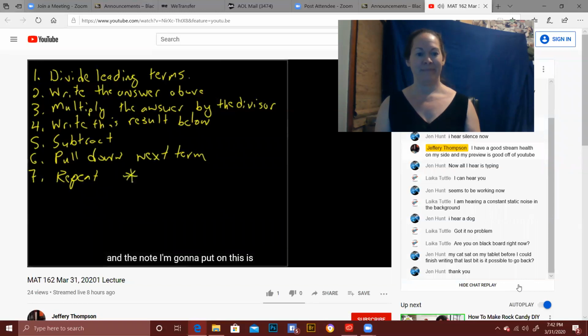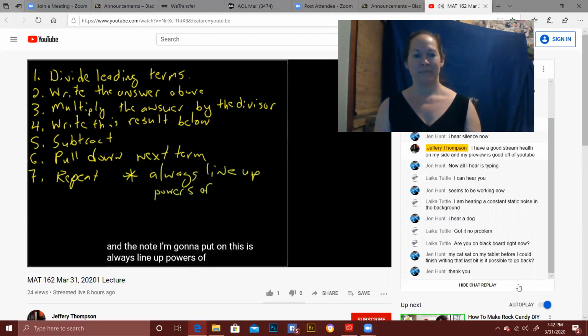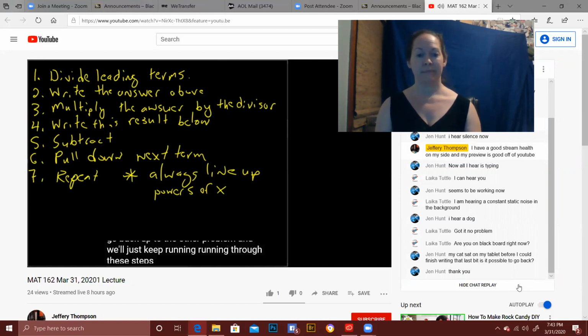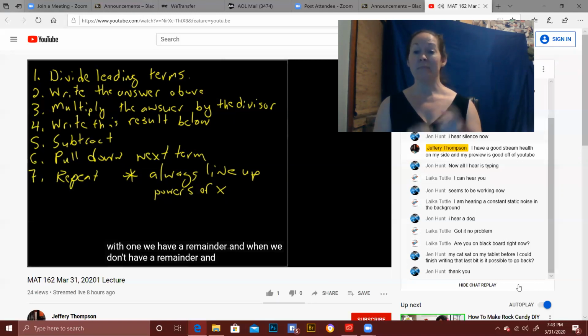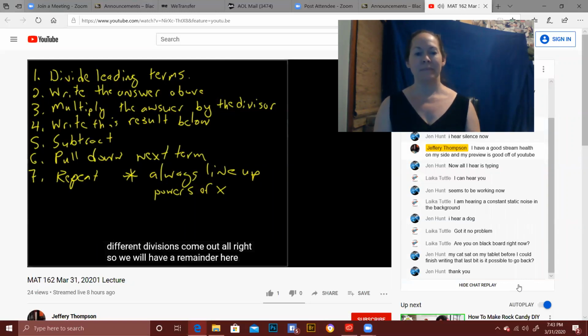And the note I'm going to put on this is always line up powers of x. So this is the algorithm here. I'm going to leave this up for a minute, and then I'm going to go back up to the other problem and we'll just keep running through these steps and repeating through them. We're going to look at this with when we have a remainder and when we don't have a remainder, and where different divisions come out. All right, and so we will have a remainder here, and then we'll check some others.